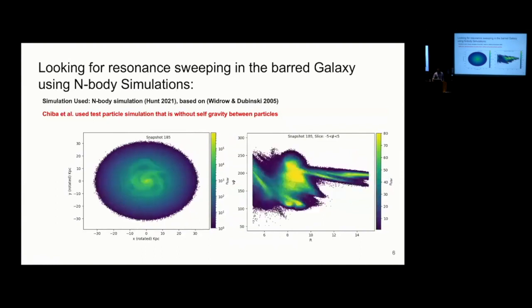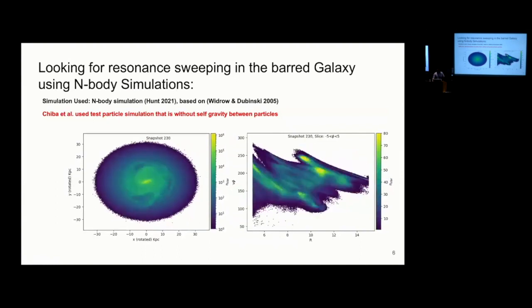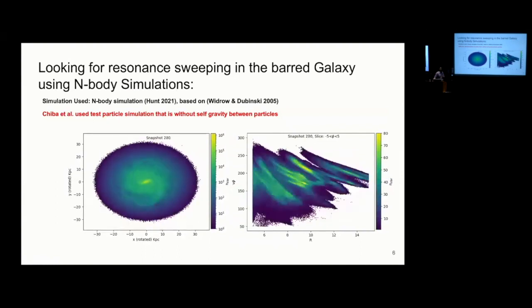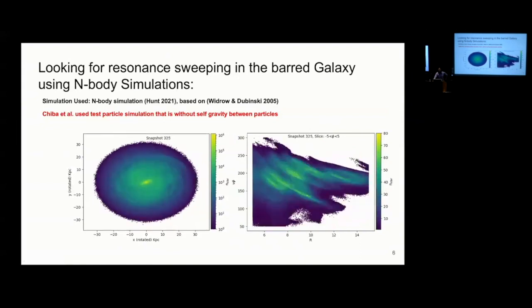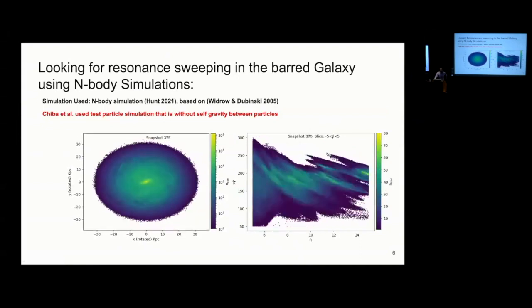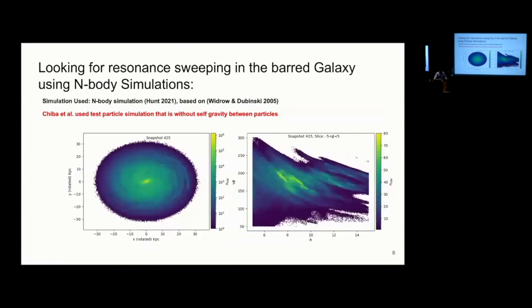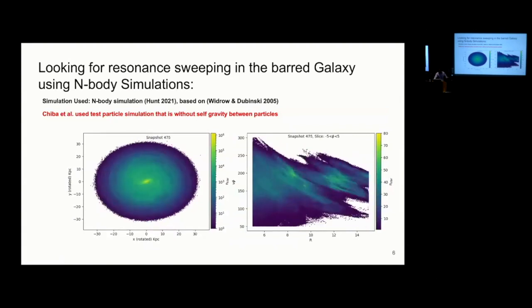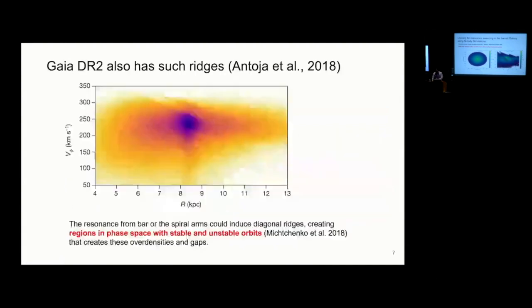the time passes, there are regions on the V5 versus R plot which show potential resonance regions due to different resonance conditions, or it could be due to spiral arms. So there are regions, and those regions were also observed in Gaia DR2 data.